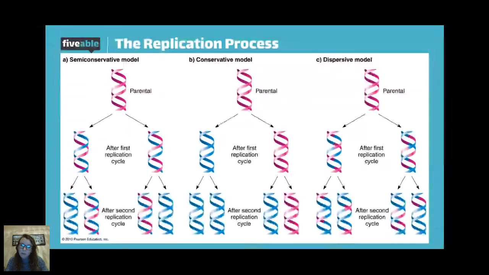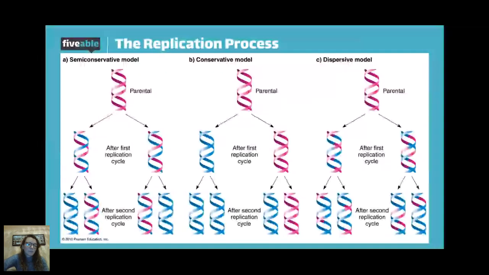And this is going to be really, really important in how we minimize errors in our replication process because we're using the parent as a template. So knowing that only adenines and thymines can pair together and cytosines and guanines can pair together, and knowing that we're using a template, this is pretty foolproof when we go to replicate our DNA.